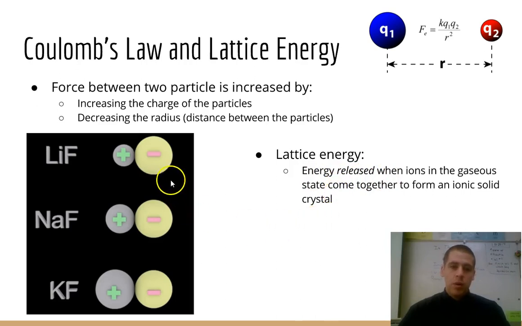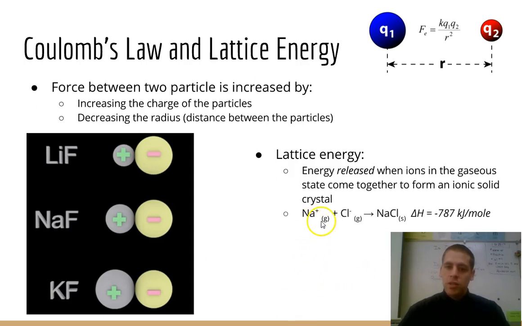So let's look at this example. Increasing the force between them is done by decreasing the radius between them. If you look at KF, these are large ions, and so the centers of them are relatively far apart. The radius is relatively large. When you look at lithium fluoride, this is going to take greater energy to remove, so it's going to have a higher lattice energy because the particles are closer together because lithium is smaller than potassium.